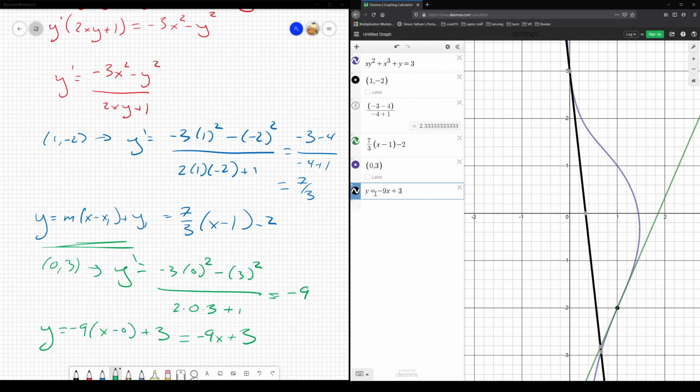And that's the basic idea of what this implicit differentiation is telling us.